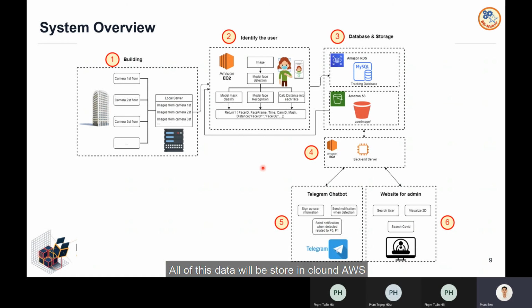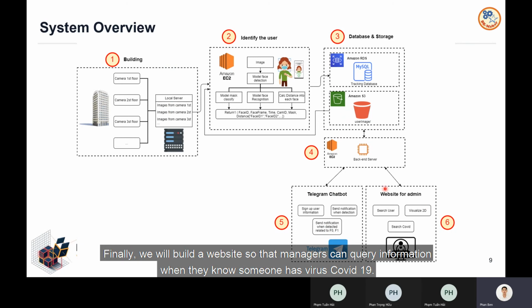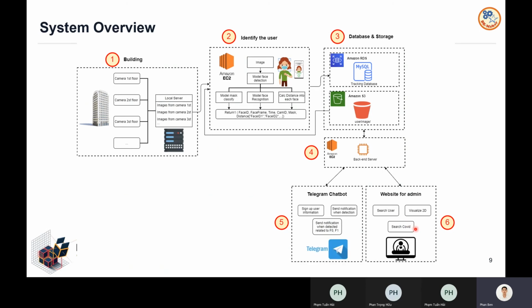All the data will be stored in Amazon Web Services. We use the Amazon Simple Storage Service and Amazon Relational Database Service, especially an S3 bucket and a MySQL instance, to store all the data after processing. Finally, we build a website so that managers can query information when they know someone had COVID-19. In addition, we also build a chatbot on the Telegram app to check in people and notify when people are not wearing masks.